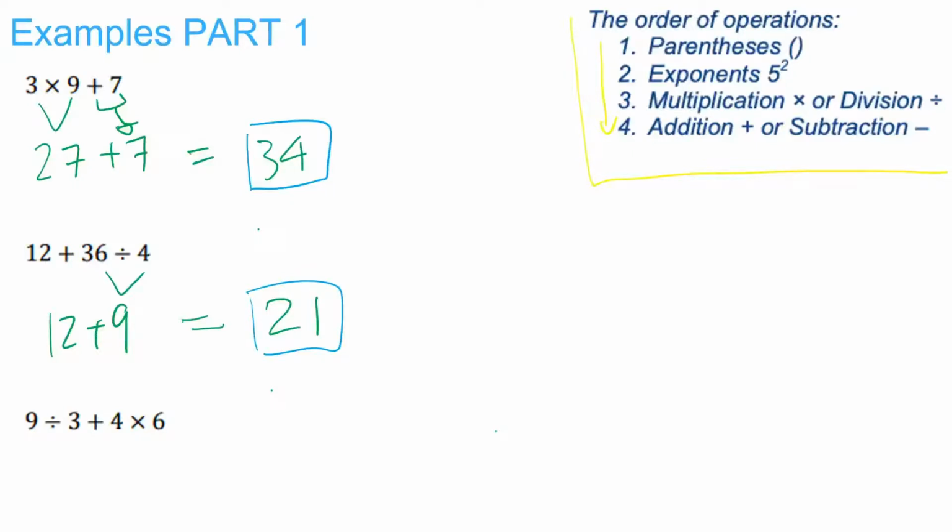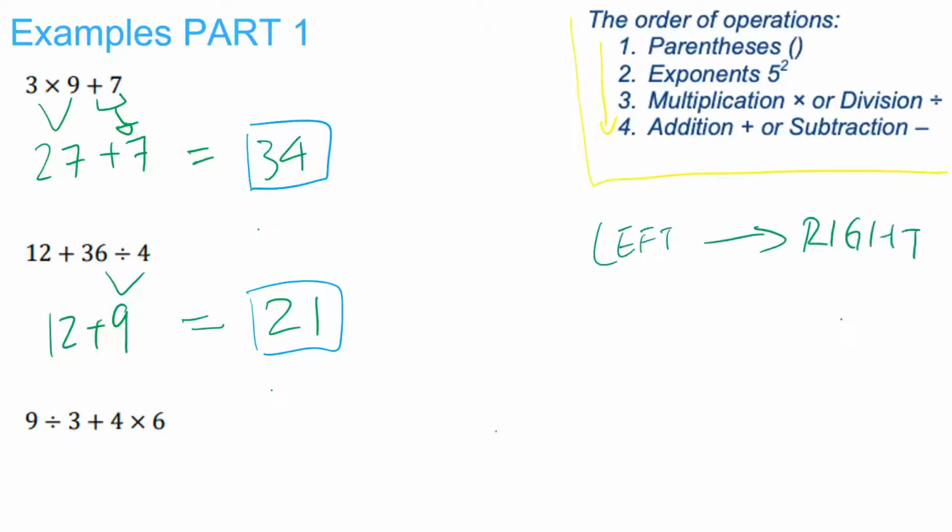Question 3, we're going to do the same steps again. Do we see any parentheses? We don't see any parentheses. Do we see any exponents? We don't see any exponents. Do we see multiplication or division? Yes, we do. Now remember, multiplication and division is always going to be from left to right.